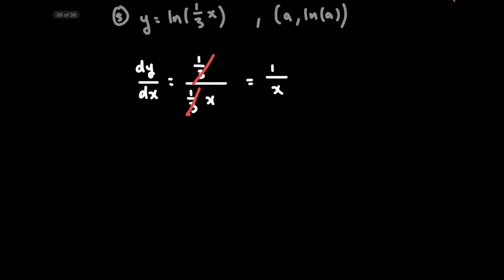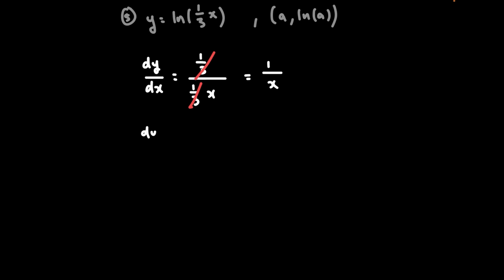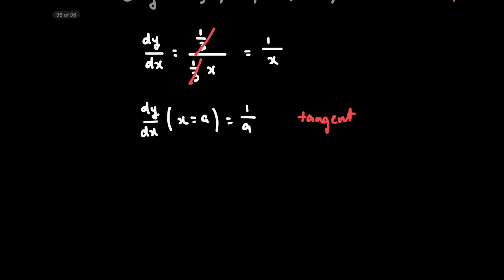Okay, so now we need to work out the derivative, the gradient. dy on dx, when x equals a, is equal to 1 over a. But do we care about this? Again, no, this is the pesky tangent. We want the normal. The normal will be the negative reciprocal, which is negative a on 1. That's the same as just negative a. This is the normal. That's what we care about.